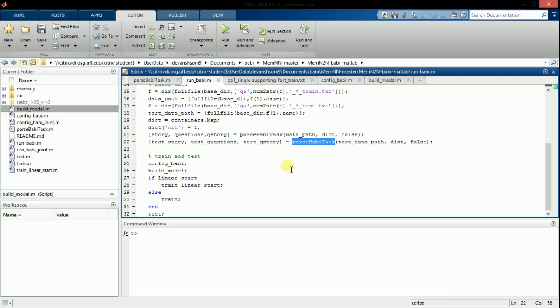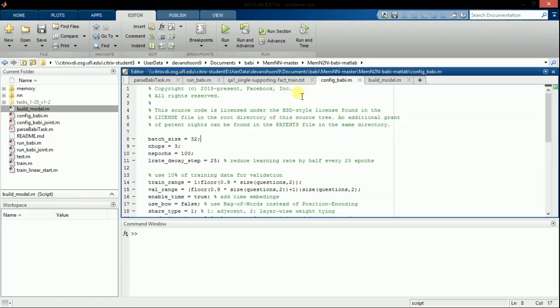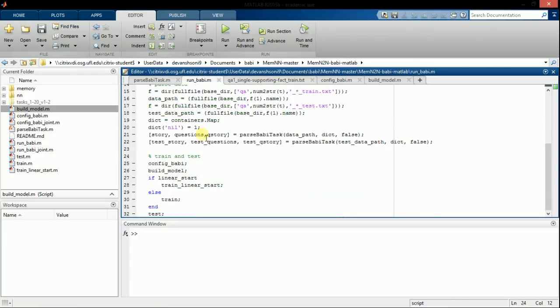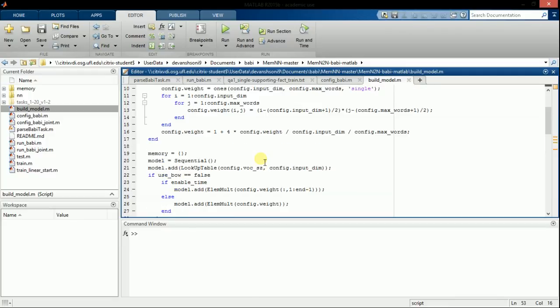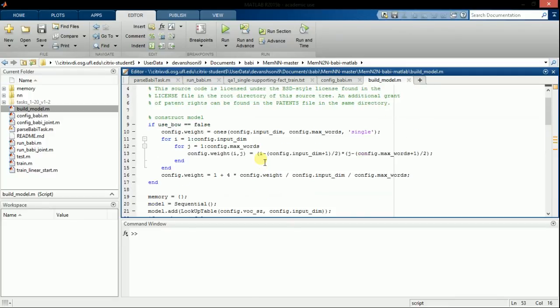Thereafter, after parsing the data and converting it into the matrices, we configure the model by setting up various parameters. If you see, we have various parameters being set here, such as the batch size, number of hops, number of epochs, that is the number of iterations, learning rate, etc. Apart from that, after this step we are calling the build model function, which basically builds the model by doing all the steps which we discussed before in the architecture diagram.